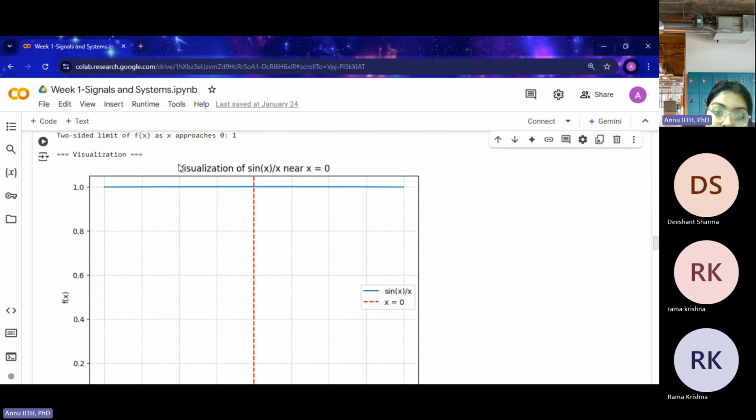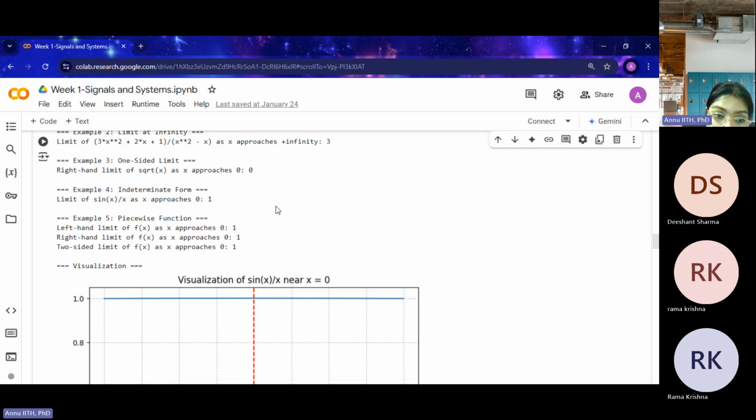And we saw the limit part. This is a very common and well-known expression: sin x by x. If x tends to 0, then sin x by x is 1. So that's what it's showing.